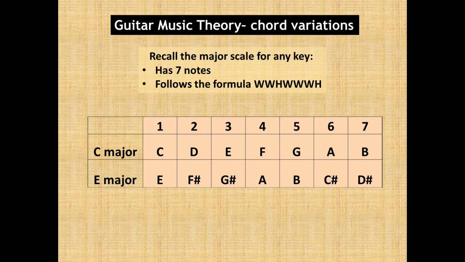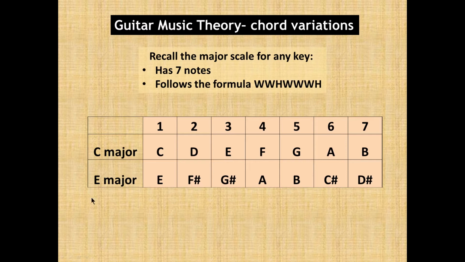So what I've done is illustrate an example of the major scale. The major scale always has 7 notes. In the key of C major, you have all the white keys on the keyboard. And in the key of E, you have a combination of white keys and black keys. And in this case, we're following the same formula: whole step, whole step, half step, whole step, whole step, whole step, half step. And that's what this means right here. So that is the formula or the structure of every major scale.